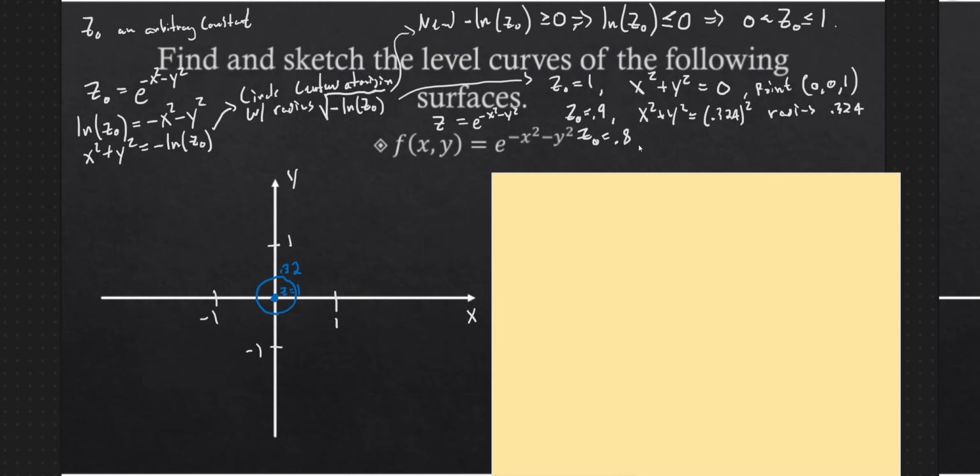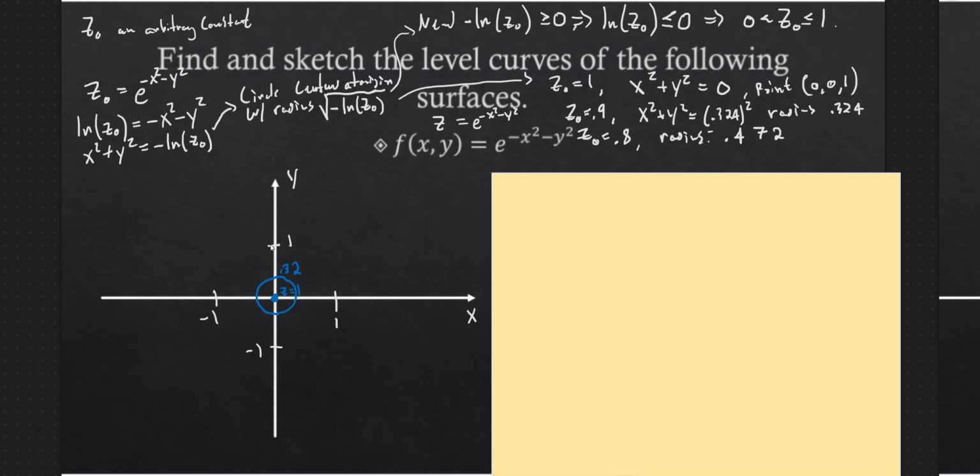So how about I pick 0.8? The fact that z naught has to be between 0 and 1 tells me what kind of heights I am going to sketch. Well, how about I go by 0.1? And I can do the same thing here with 0.8 and figure out what my radius is. So for 0.8, again, I'll do negative natural log of 0.8 and take a square root to get the radius. So this has a radius of about 0.472.